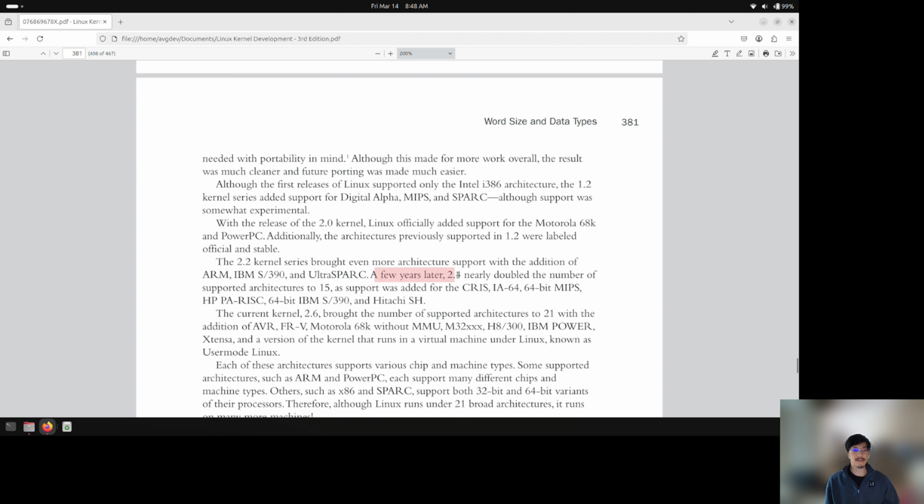The 2.2 kernel series brought even more architecture support with the addition of ARM, IBM S390, and UltraSPARC. A few years later, 2.4 nearly doubled the number of supported architectures to 15, as support was added for the CRIS, IA64, 64-bit MIPS, HP PA-RISC, 64-bit IBM S390, and Hitachi SH. The current kernel, 2.6, brought the number of supported architectures to 21 with the addition of AVR, FRV, Motorola 68K without MMU, M32R, H8300, IBM Power, Xtensa, and a version of the kernel that runs in a virtual machine under Linux known as User Mode Linux. Oh, interesting.